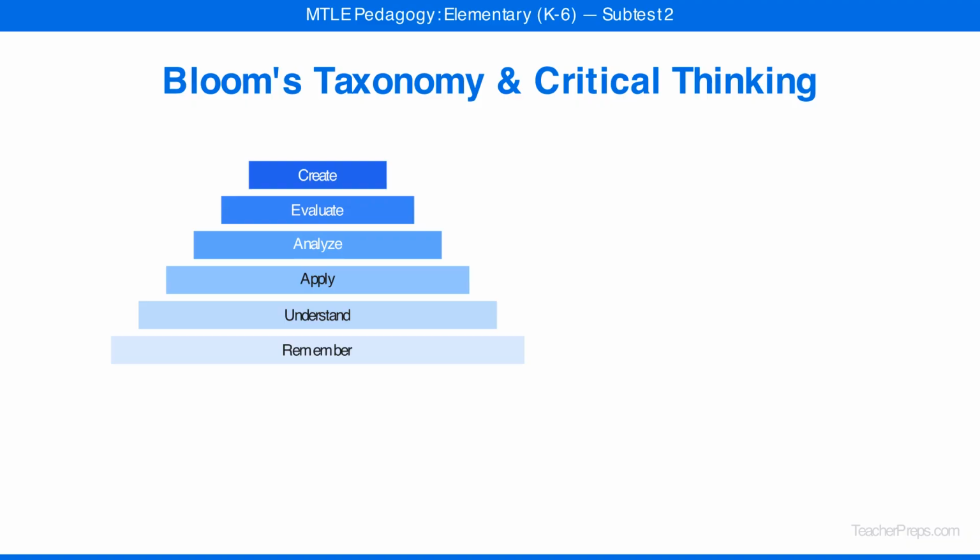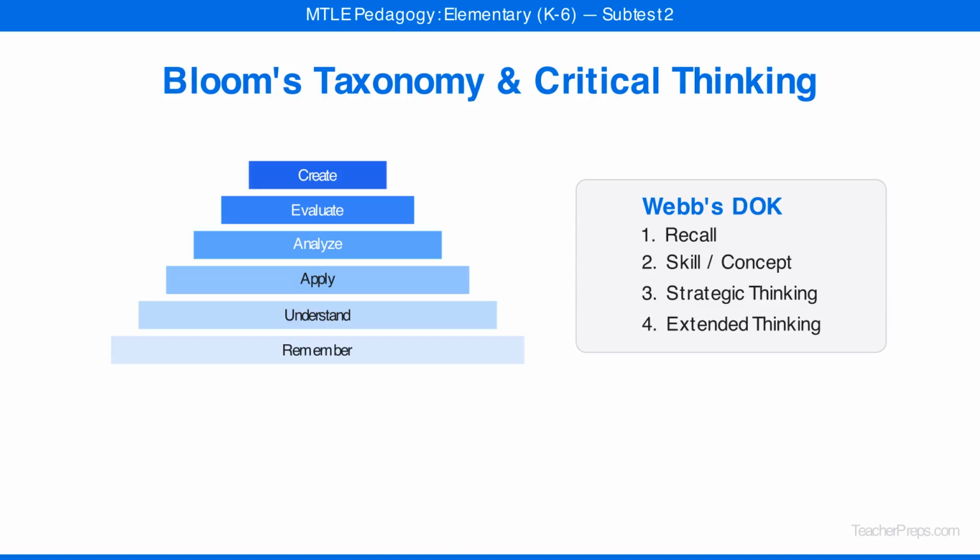Lower levels connect to direct instruction, flashcards, and graphic organizers. Higher levels connect to Socratic questioning, debates, project-based learning, and problem-based learning. Webb's depth of knowledge is an alternative framework with 4 levels: recall, skill and concept, strategic thinking, and extended thinking.